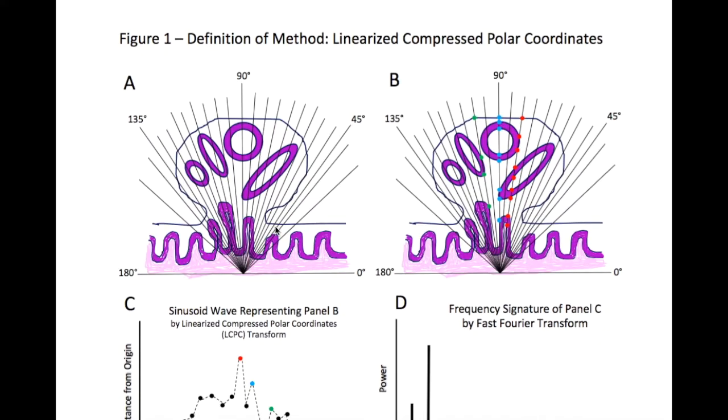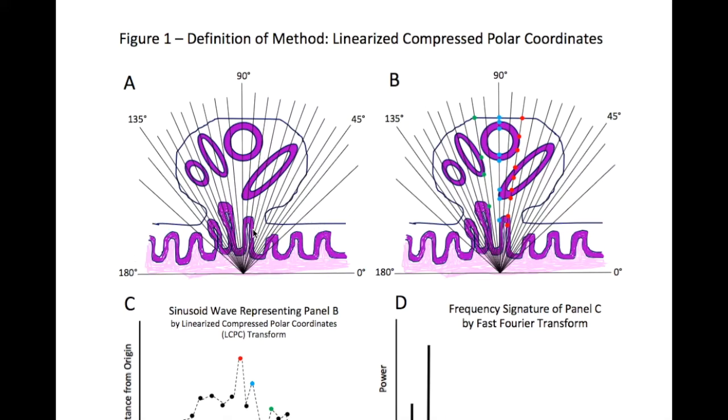So the first step in the LCPC algorithm is to overlay a radial grid onto your image. In this case, I chose the point of origin of this radial grid to be at the base of this polyp, this cartoon polyp, and where you would put the origin depends on what you're trying to measure and whether or not it makes biological sense. Now, I'm not going to go into it, but for pedunculated polyps, it would be best to put the origin down here. So this radial grid has 0 to 180 degrees of lines.